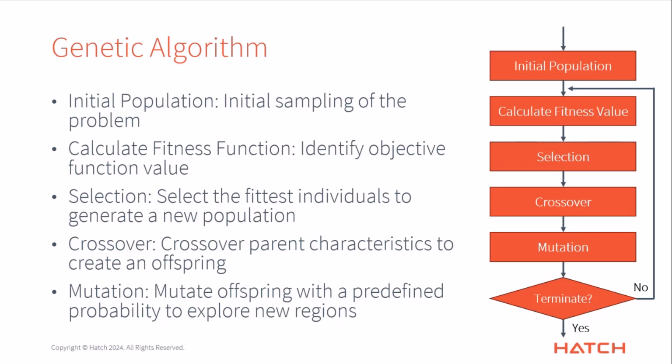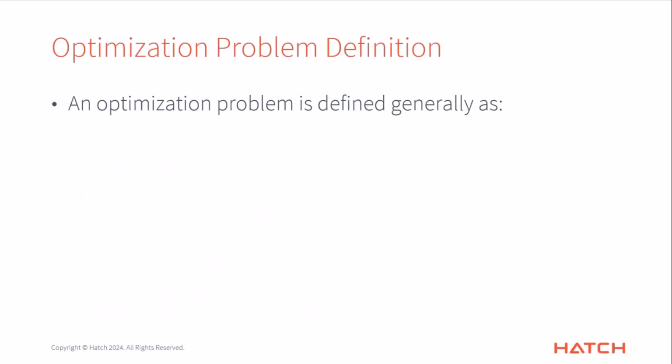After all these steps, you check to see if your algorithm has converged and you're at your termination criteria. If it hasn't, you'll repeat all of these steps over and over again until you do reach your termination criteria, and then you can exit out of the algorithm, and you'll get what the best results are.